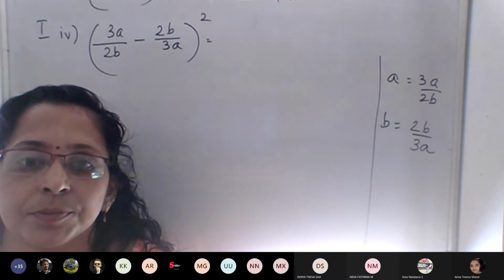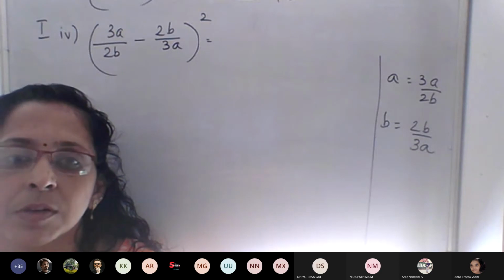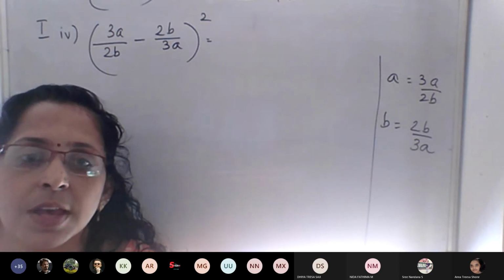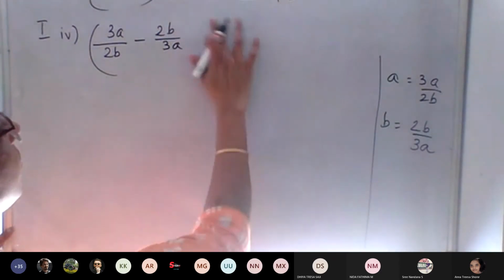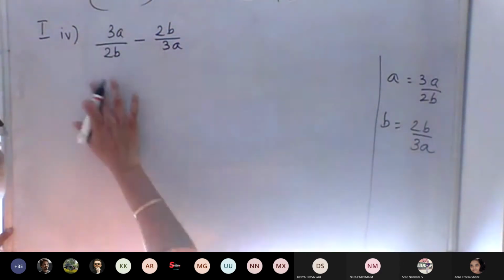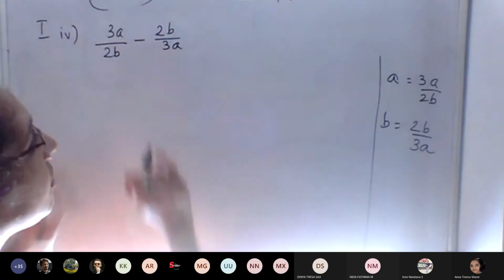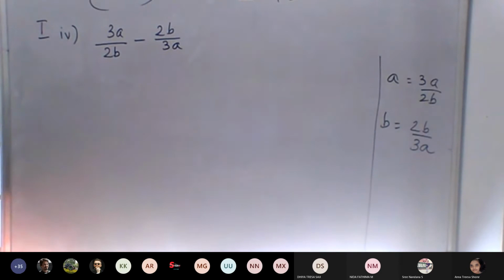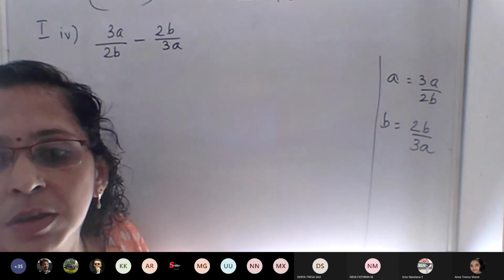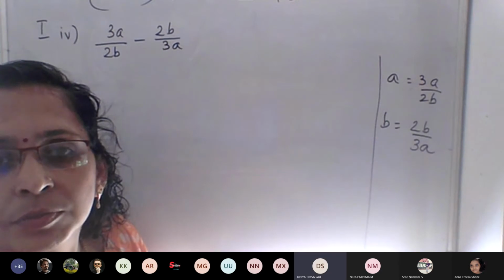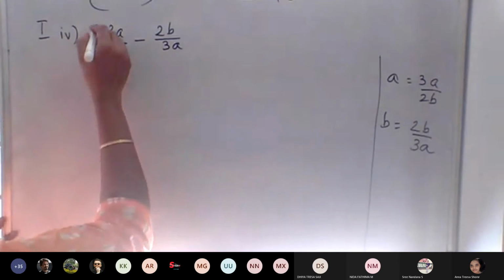Understood? Any doubt again? Is it clear? Simply if you are writing without square, how can you find the value? 3a by 2b minus 2b by 3a is not all; we want to find the square of this. Is it clear? Can you hear me? Yes, ma'am. Understood. So you have to write the square.